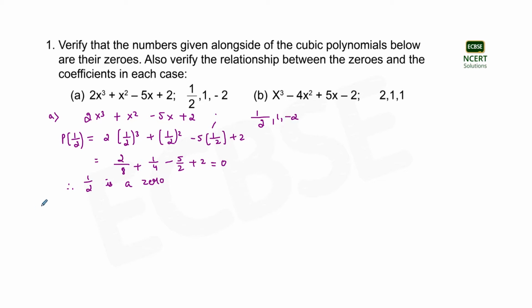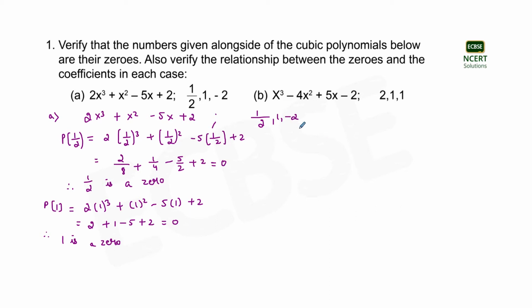Now coming to the second number, that is 1. Substituting the number 1 in place of x in the polynomial, we obtain minus 5 into 1 plus 2, or we can write it as 2 plus 1 minus 5 plus 2, which comes out to be equal to 0. What it means is that 1 is a zero of this polynomial.